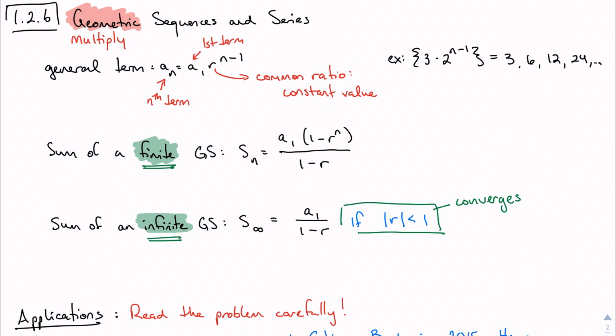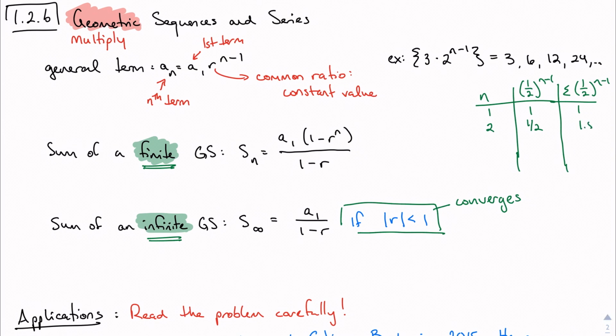If we just look at 1/2 to the n, and I also keep track of the sum of all those terms, when n is 1, well, actually we'll do to the n minus 1 just to be consistent. So I get 1, my running total is 1, then 1/2, my running total is 1.5, then 1/4, my running total is 1.75, and so on.